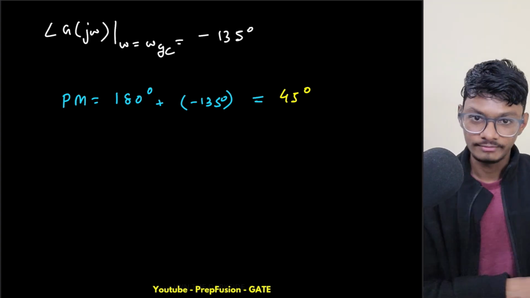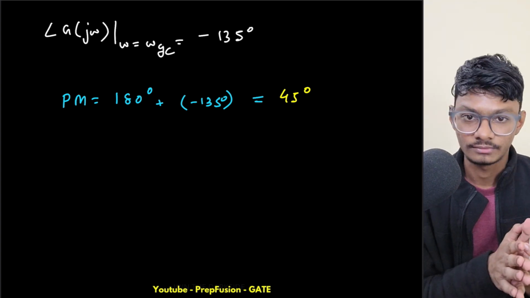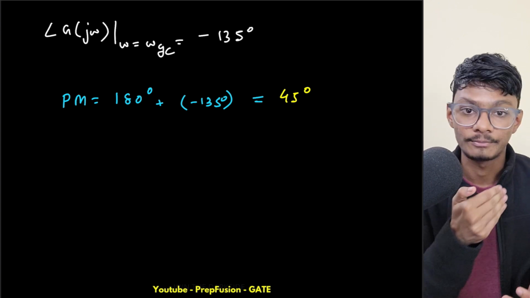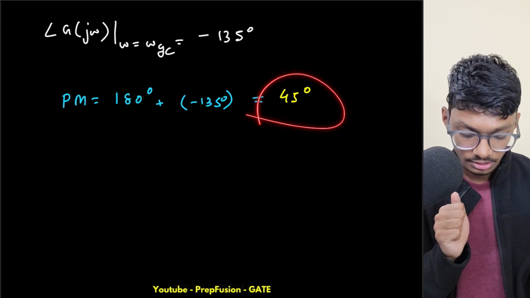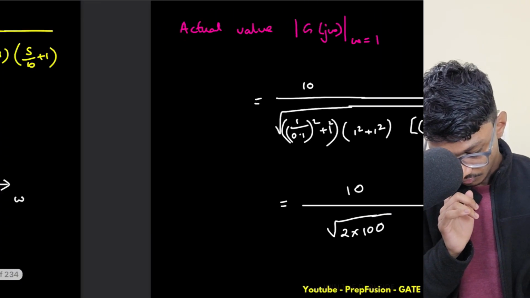Now if you have enough time, what I want to do is calculate the exact value of phase margin and see how much they are differing. From there you will understand whether this was a good approximation or not, because obviously this is an approximation. 45 degrees is the answer here.